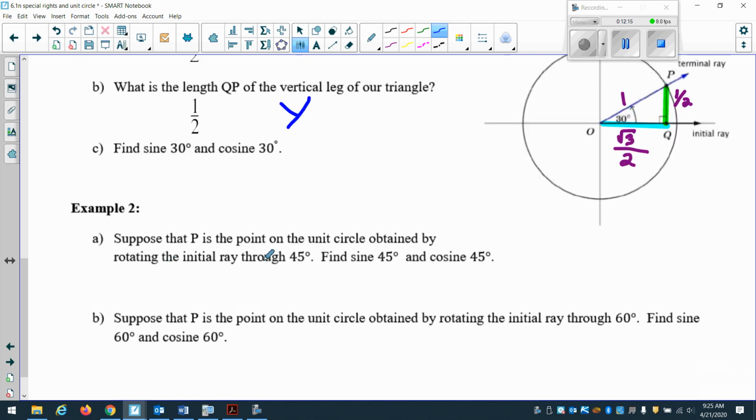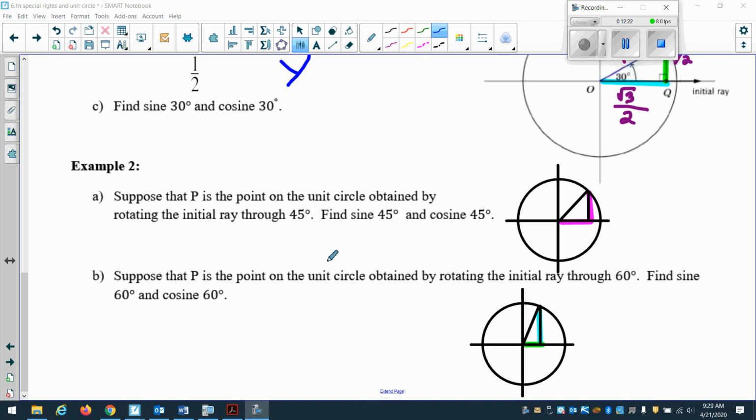Then we do the same thing for 45 and 60. All right, so now we're going to look at 45 degrees. Remember, the hypotenuse on all of these is 1. So if you look above for 45 degrees, you have √2/2.